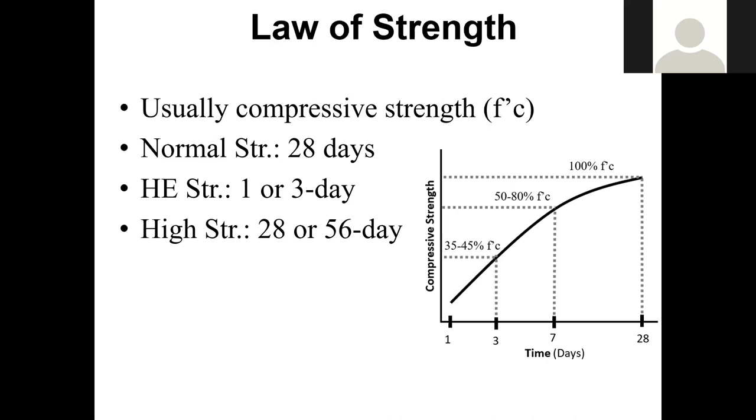So about a third, 33, 35, 45% is at 3 days. Normally 50 to 80% is at 7. And then 100% of the 28 day strength is going to be there. So that's kind of the rules of thumb. These are just Dr. Dan's rules of thumb, Dr. Cook's rules of thumb.